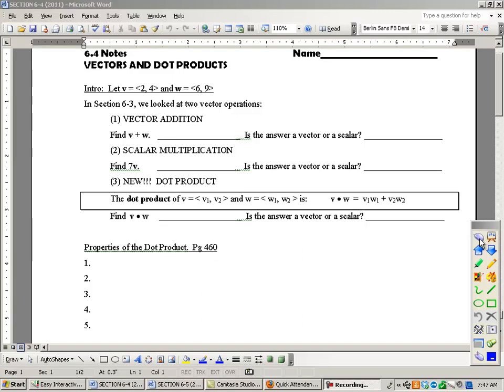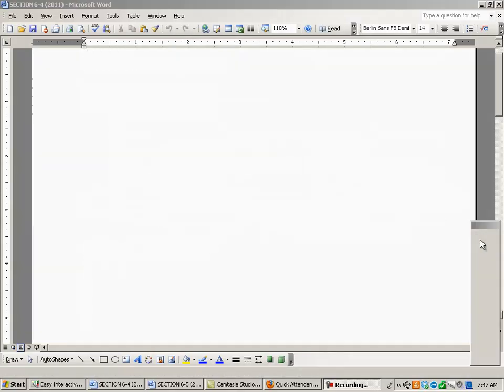Welcome to section 6.4. We're dealing with an application of vectors and what we call dot products. The majority of this section is actually a physics section, and so you'll see the application of physics, but we want to get you some of the basics first. Before we start, we want to talk about these two vectors v and w, and so let's look at them.